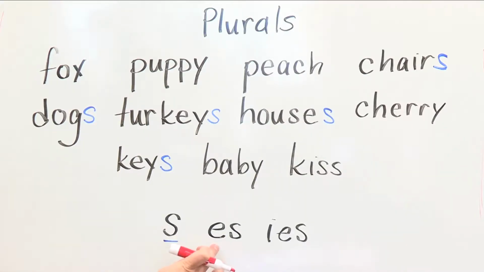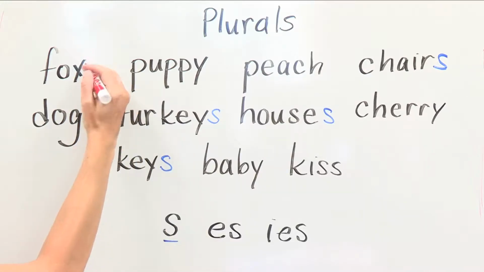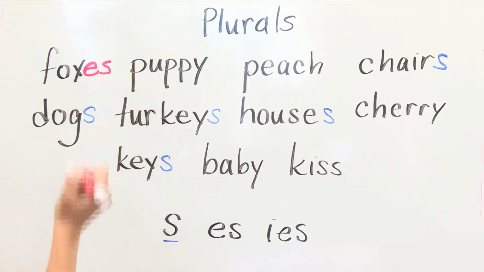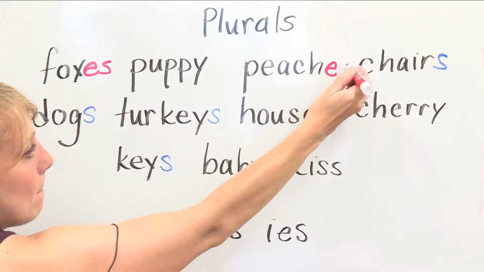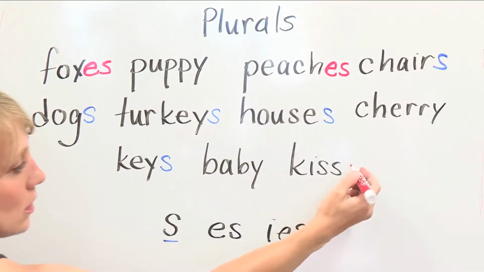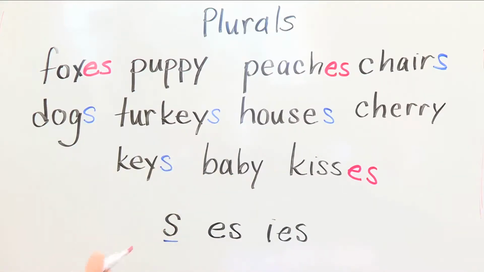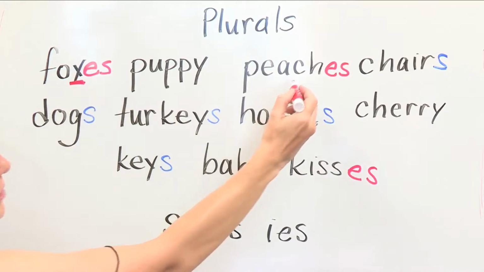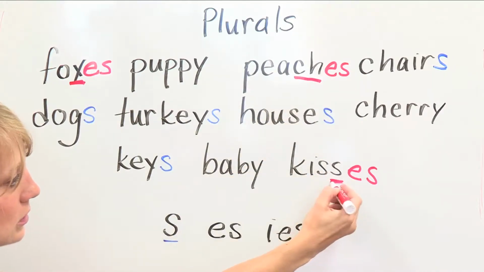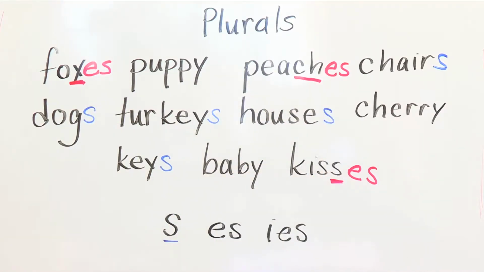So which one do I add ES to? We have boxes, peaches, kisses. So what do those words that we added just plain old ES end in? So we're going to come back to that in a second. Now let's look at our three remaining: puppy, baby, and cherry.